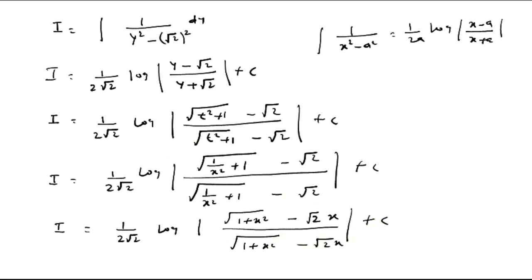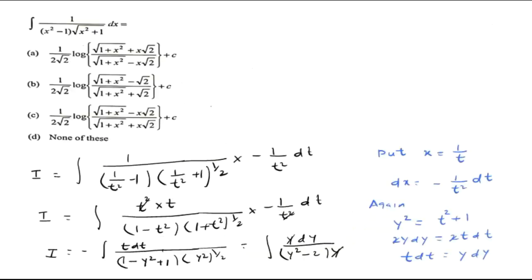So if we look at the options, we see here the option 1 over 2 root 2 log under root 1 plus x square minus root 2x over under root 1 plus x square plus root 2x in the denominator. So option C is correct one.